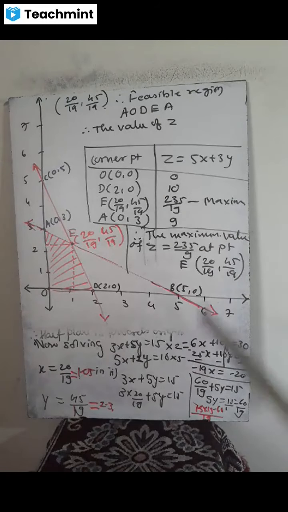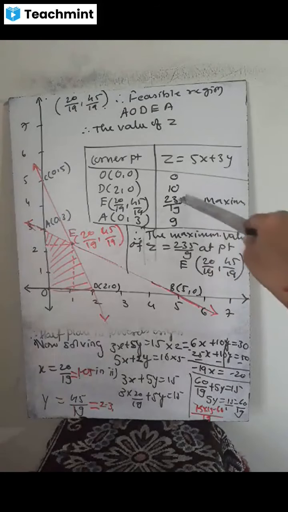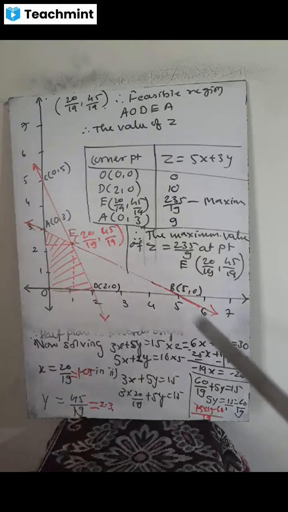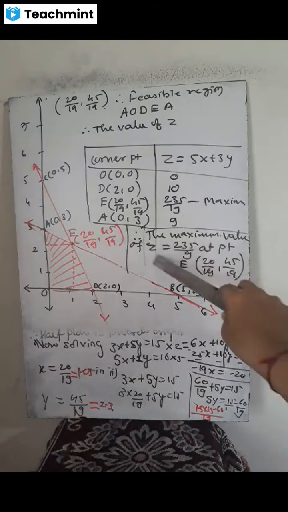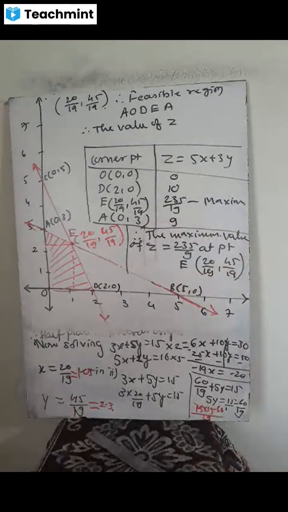A. So likewise we got all these four values, and the maximum value is 235 upon 19. Therefore we can write that the maximum value of Z is this, at the point 20 by 19, 45 upon 19.